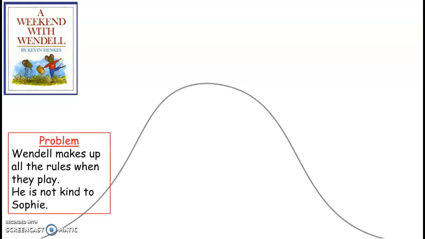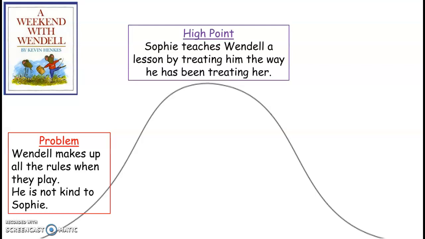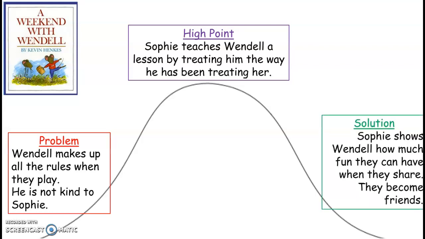Let's take a look at A Weekend with Wendell. The problem in this story is that Wendell makes up all the rules when they play, and he is not kind to Sophie. The high point of the story is when Sophie teaches Wendell a lesson by treating him the way he has been treating her. And finally, the solution is when Sophie shows Wendell how much fun they can have when they share. The two of them end up becoming friends.